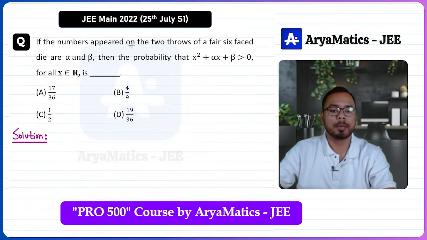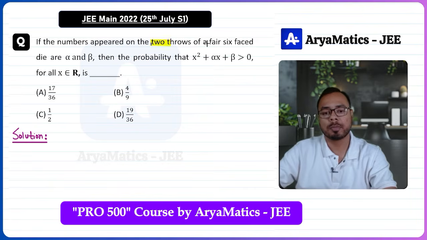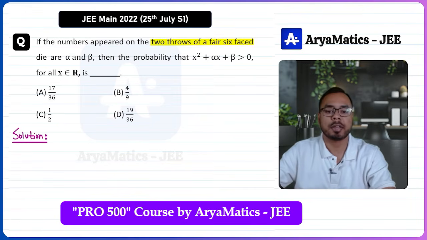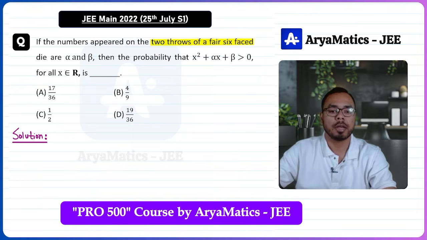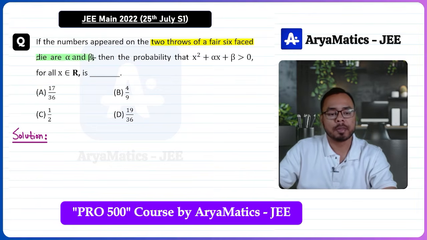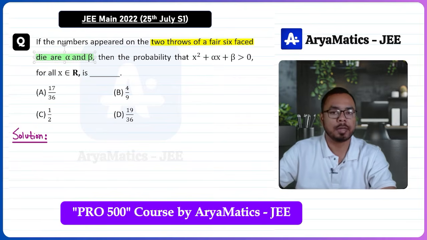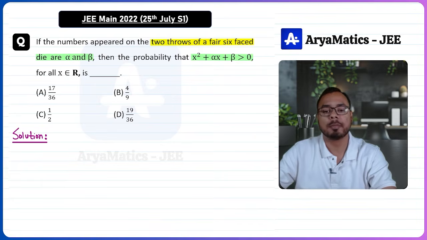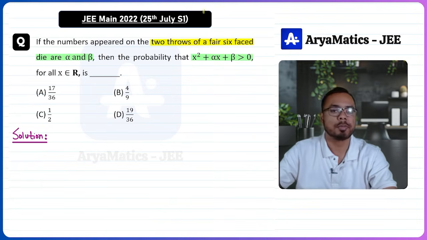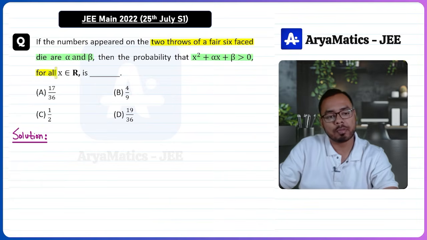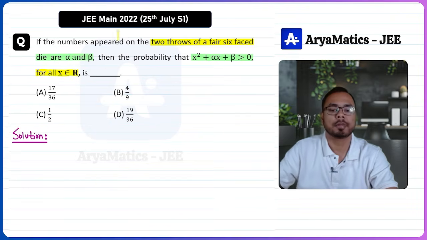If the numbers appearing on the two throws of a fair six-faced die, fair die meaning the chance of getting each face is the same, are alpha and beta, then we have to find the probability that the quadratic expression x square plus alpha x plus beta is greater than 0, right? That is, positive for all real values of x.